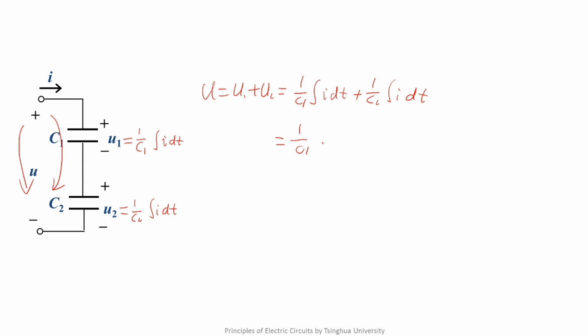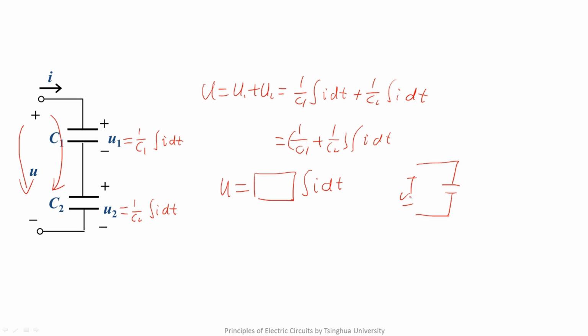So we got the expression of u. It is written in the form of u equal to 1 over Ceq times the integral of i, where Ceq is thus equal to C1 times C2 over C1 plus C2.